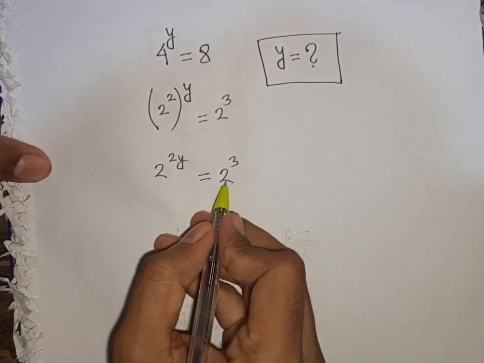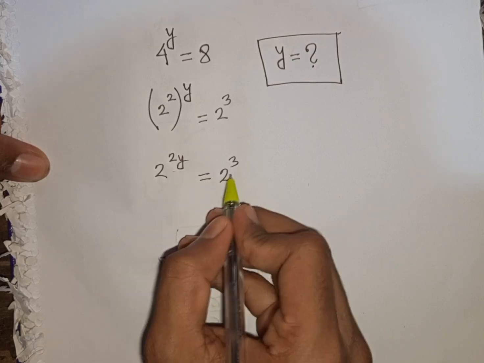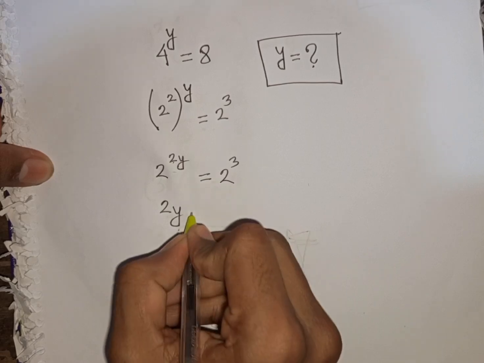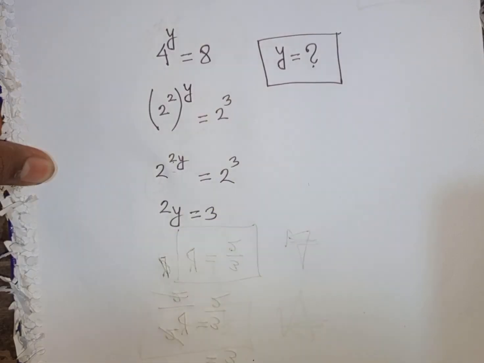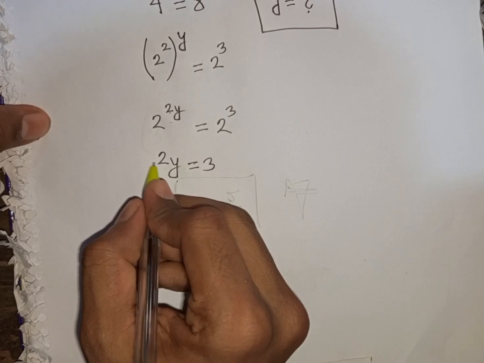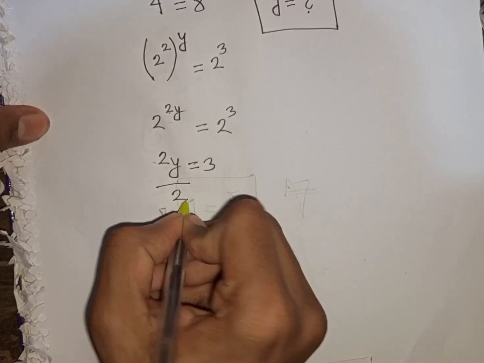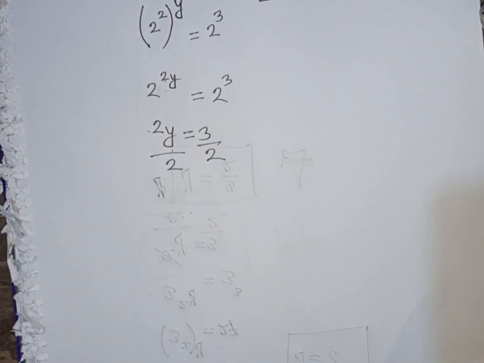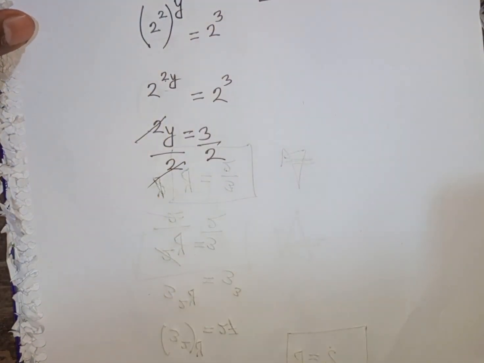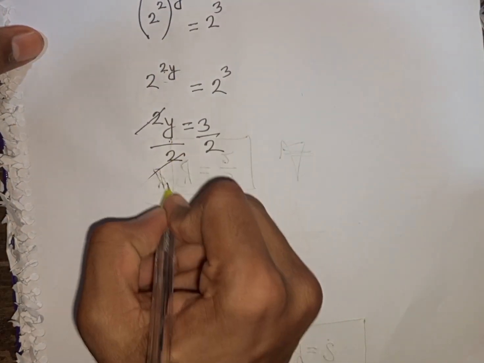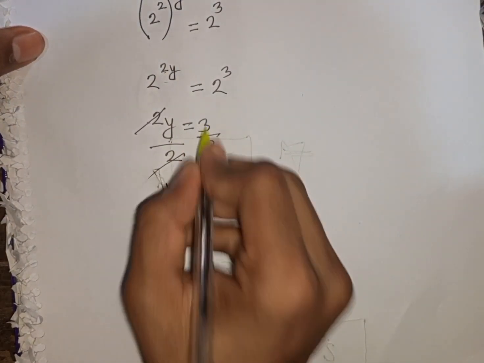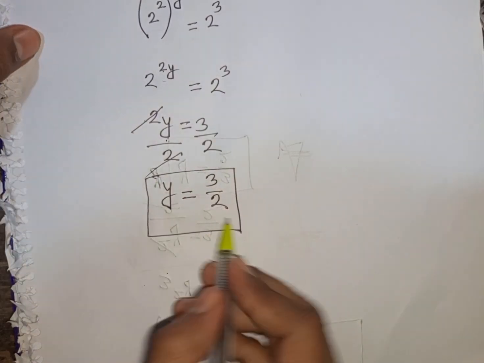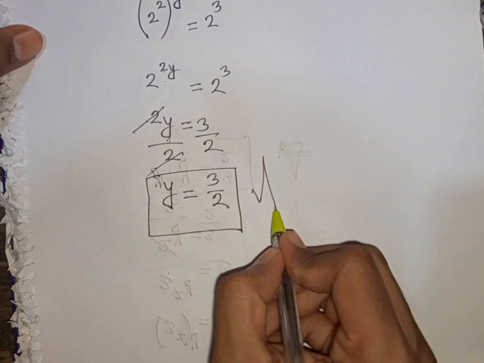Now we see 2 same base, so 2 will be cancelled, power will be equal to power, so it will be 2y is equal to 3. Now we need the value of y, so divide by 2 on both sides. Now we see this 2 will be cancelled. Now y will be equal to 3 by 2. So this is the value of y. So this is our final answer.